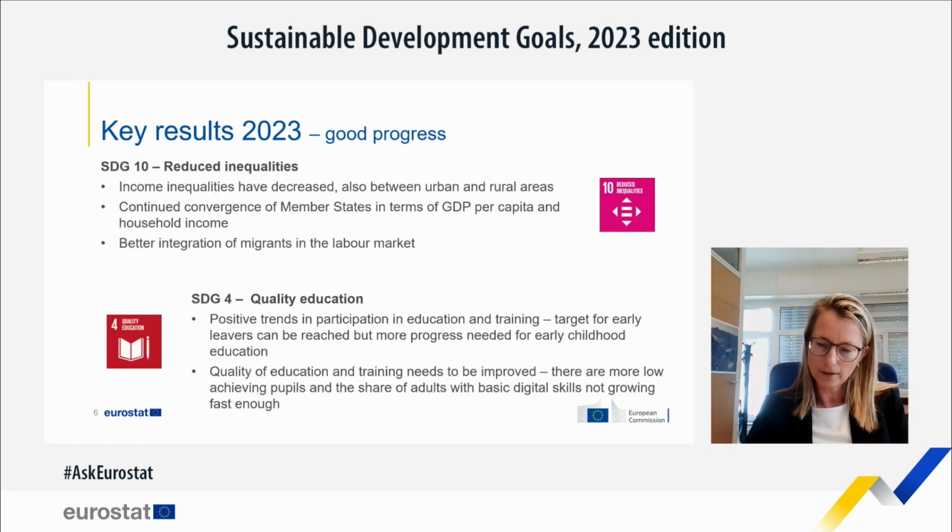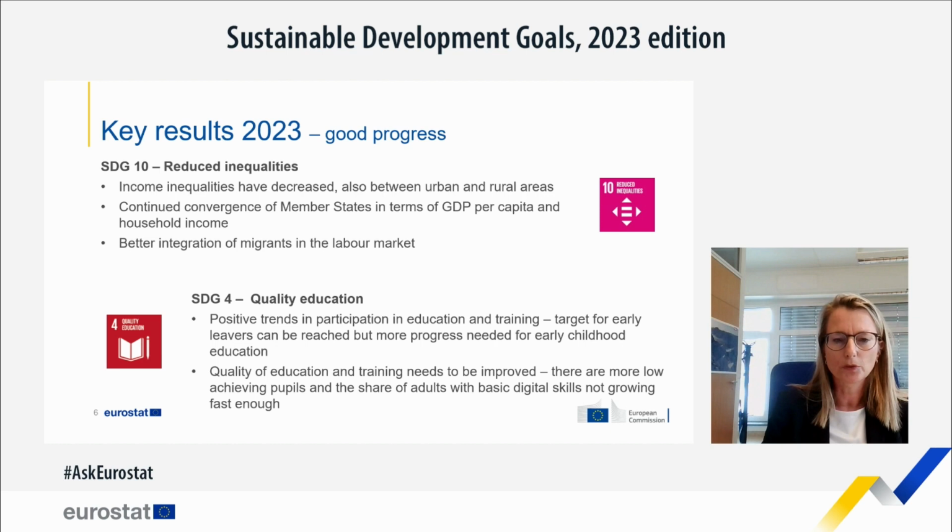Then on the next slide, another two goals where we are making good progress. They are following the other three, which I just showed. We look at reductions of inequalities both within the countries and between member states, as we do at EU level. The convergence of member states is increasing. And in general, we also managed to integrate migrants better in the labor market. And under quality education, we see some positive trends in participation and training.